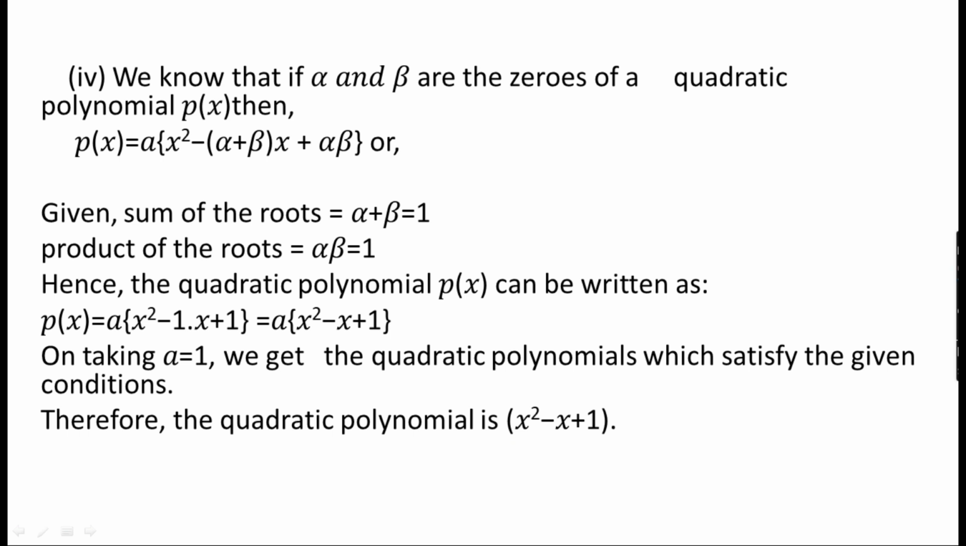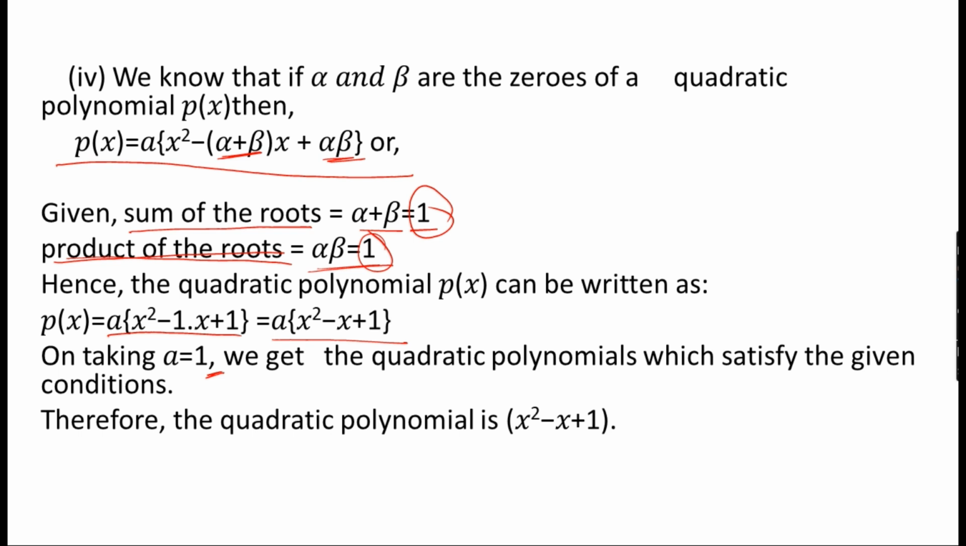We know that if alpha and beta are the zeros of the quadratic polynomial, then the general quadratic polynomial is like this. The sum of the roots, alpha plus beta, is 1, and the product of the roots, alpha beta, is 1. Hence, on putting the value of alpha plus beta in place of this term and the value of alpha beta in this term, our polynomial is x square minus x plus 1. On taking a as 1, the equation of our polynomial is x square minus x plus 1.